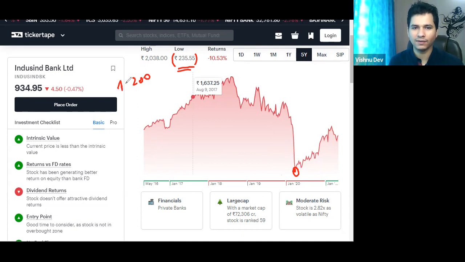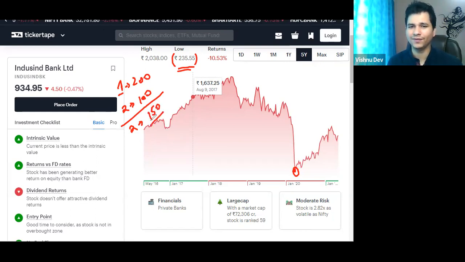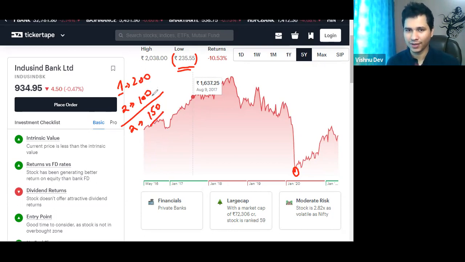Suppose you bought one share at 200 rupees and you bought a second share at 100 rupees. So you will have how many shares? Two shares. But 300 in total. What is the per share price? 150 rupees. Yes, because it will be the average. So this is called averaging.